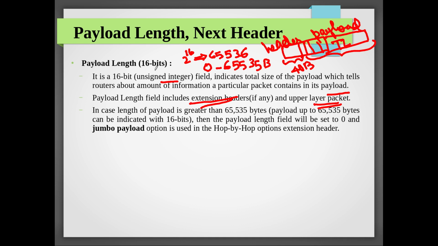Now, is it possible to support an IP packet with a size greater than this? If you are looking at IPv4, it is not possible. But in IPv6, it is possible. And how is it done? In case the length of the payload is greater than 65,535, up to this you can represent using 16 bits. If it is greater than 65,535 bytes, then the payload length field will be set to 0.